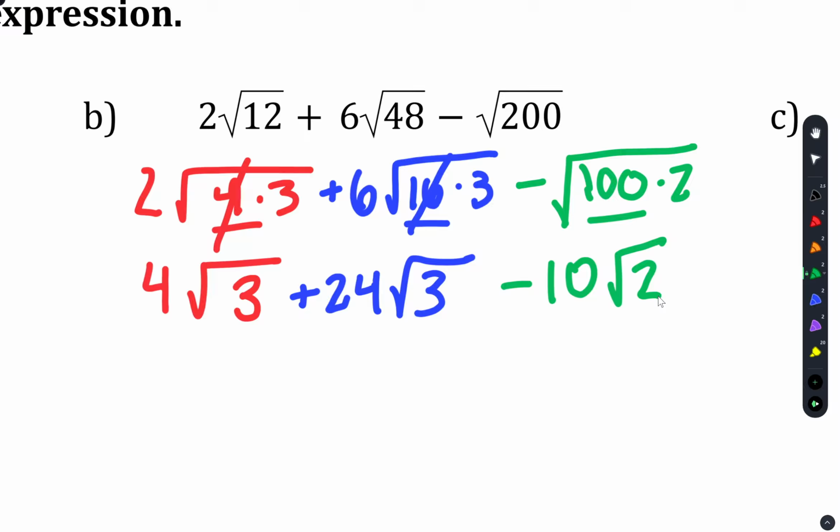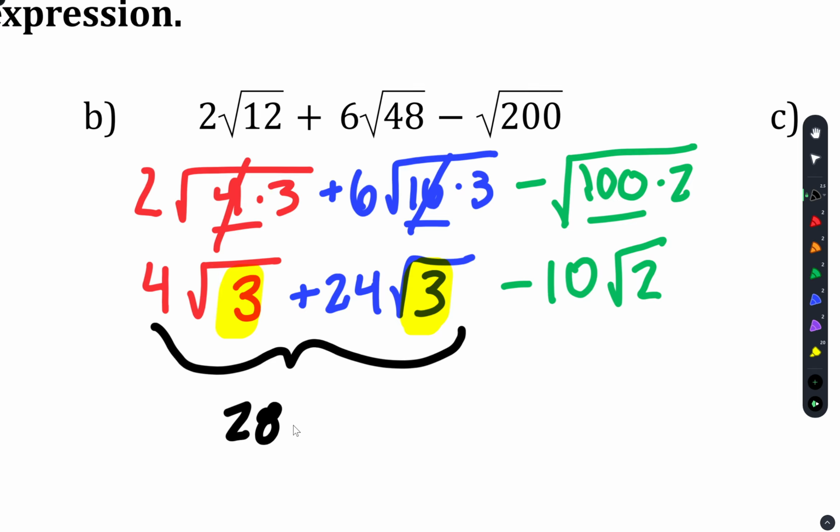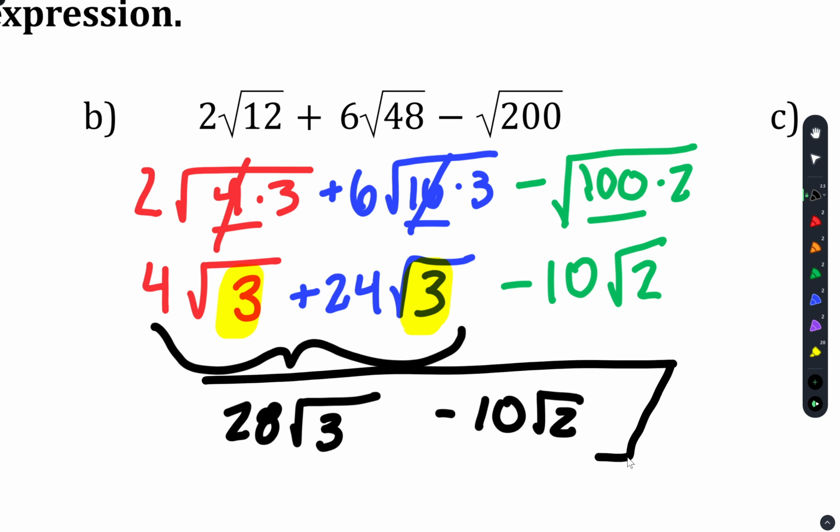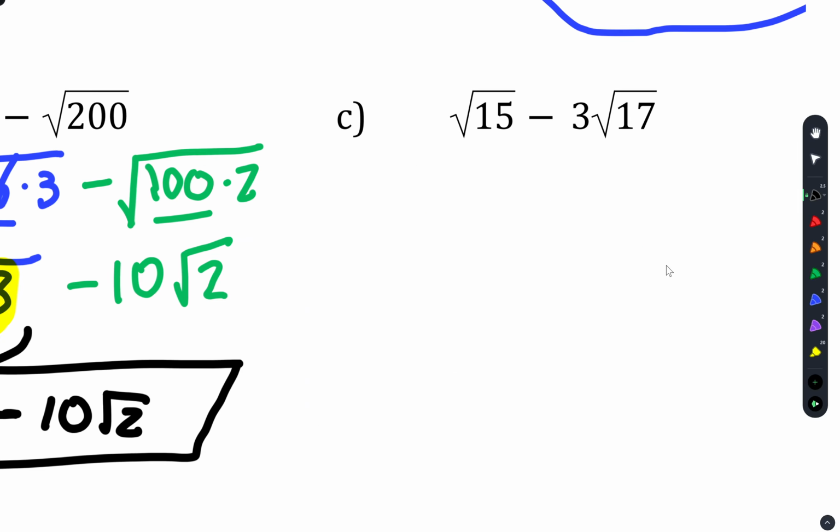Are there things that can be combined now? What two things can get combined? The 24 and the 4 both have a radical 3. So these two numbers become what? 28, 4 plus 24, radical 3. Stays the same. Can that negative 10 radical 2 do anything? So I'm just going to rewrite it. And these two things next to each other are my final answer. This is 28 radical 3 minus 10 radical 2. Any questions on that? Okay, one more.